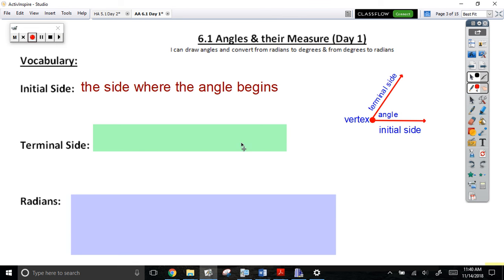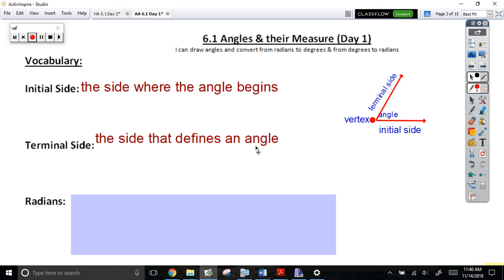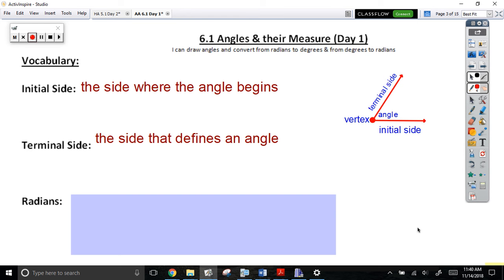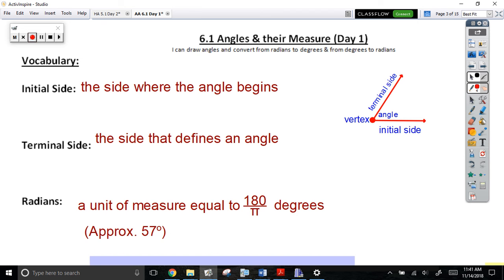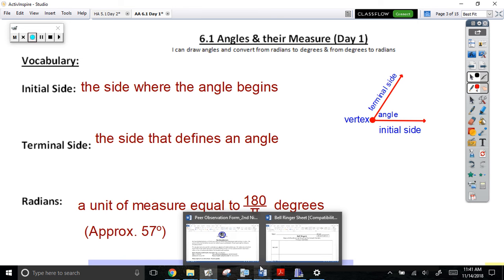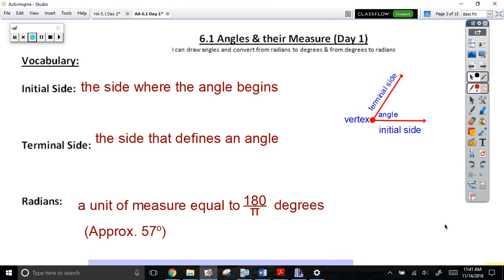Terminal side: the side that defines an angle, also the ending. And radians: a unit of measure equal to 180 divided by pi, which is approximately 57 degrees.